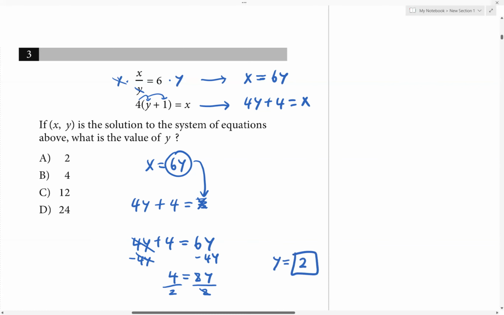Okay, so that should be the y value here. And that's exactly what we're looking for, so that will be our final answer for this one. Okay, so letter A for number 3. If they ask us about the x value, we could always plug it back into one of the equations, plug in 2 for y, and then solve for x, if that's the case.